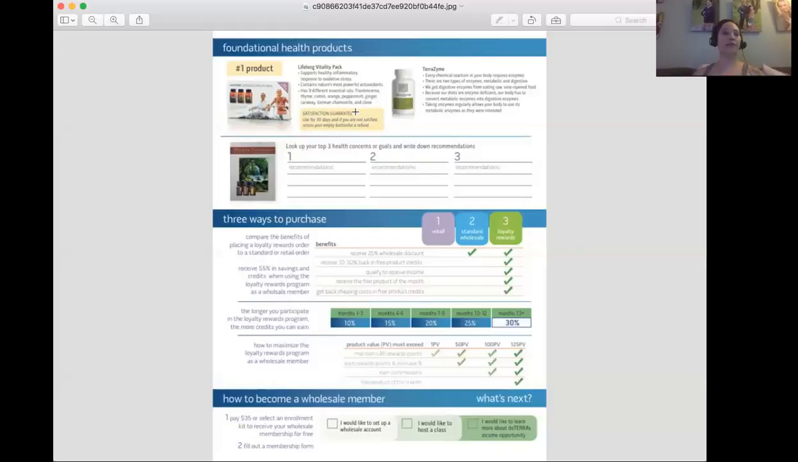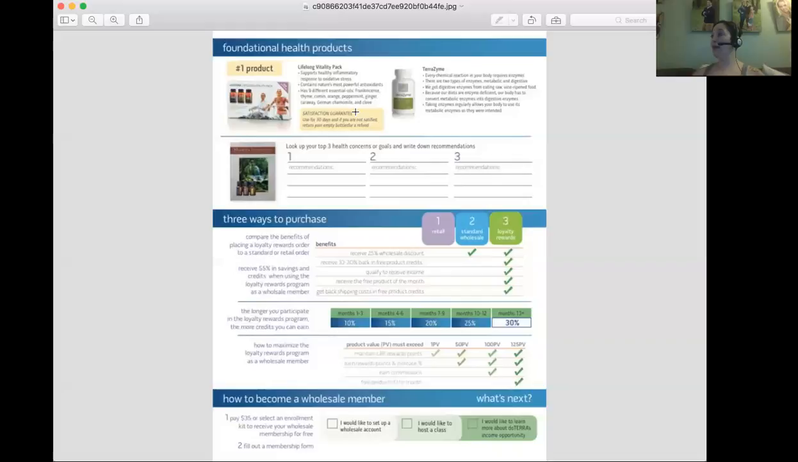We have Terrazyme that breaks down food that our bodies are not breaking down properly. So if you've ever gone to a buffet or eaten something maybe you shouldn't have eaten and your body's kind of bloated and feeling yucky, Terrazyme breaks that food down so that you pass it through very quickly.